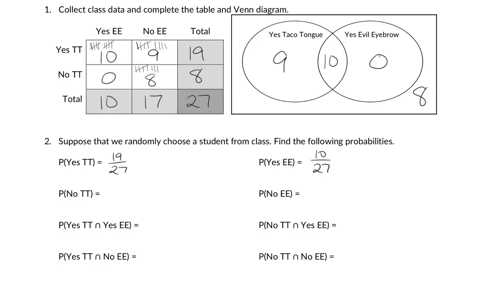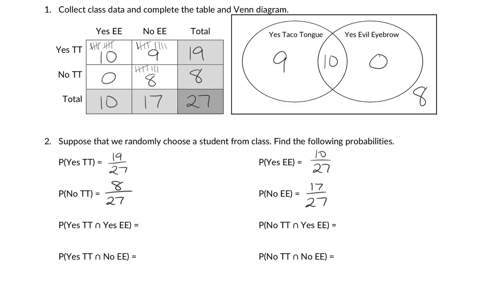How about no to taco tongue? 0 out of the 27 in class. And no to evil eyebrow? Wait, sorry, that's 8. I was testing you. And how about no to evil eyebrow? 17. So probabilities are super simple.